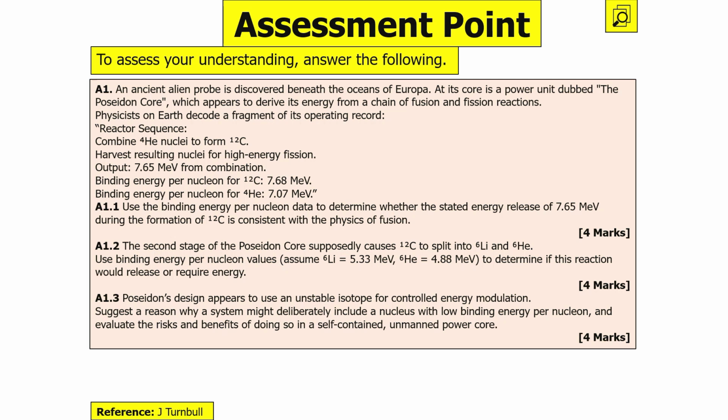An ancient alien probe is discovered beneath the oceans of Europa. At its core is a power unit dubbed the Poseidon core, which appears to derive its energy from a chain of fusion and fission reactions. Physicists on Earth decode a fragment of its operating record.